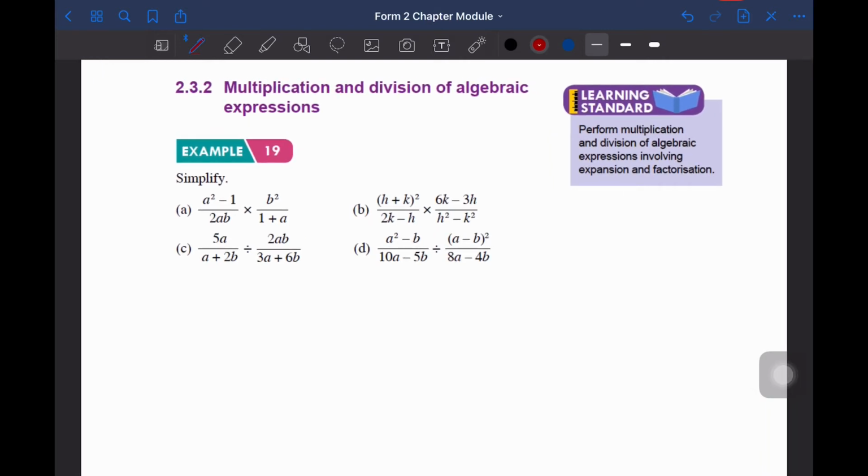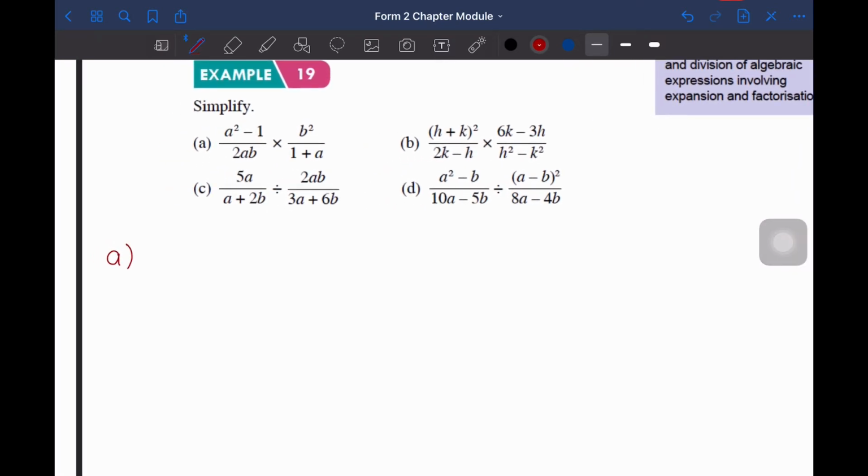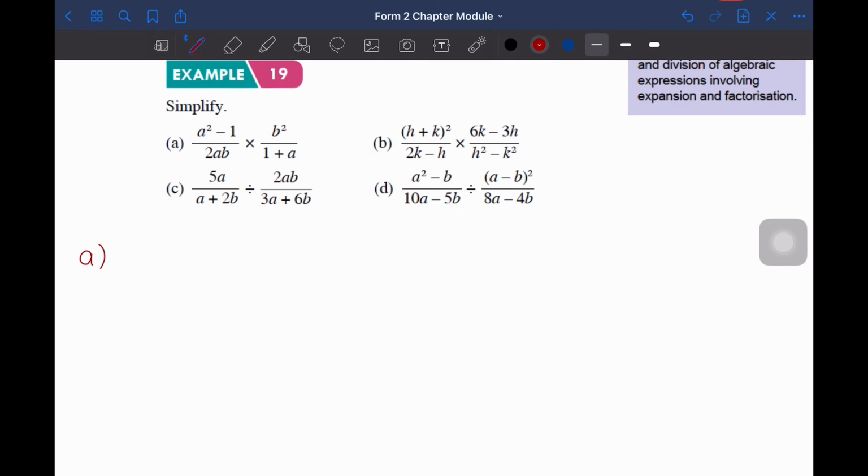Okay, next learning standard is perform multiplication and division of algebraic expression involving expansion and factorization. So actually apa yang kita kena buat di sini? I show you one by one. Kita selesaikan A terlebih dahulu. Salin balik. So you have A square minus 1 over 2AB times B square over 1 plus A.